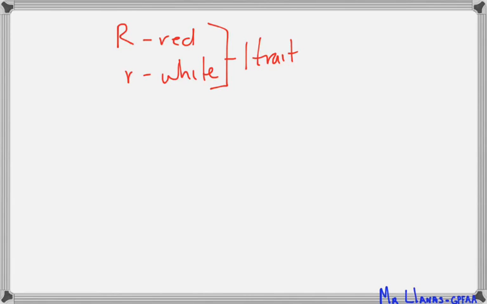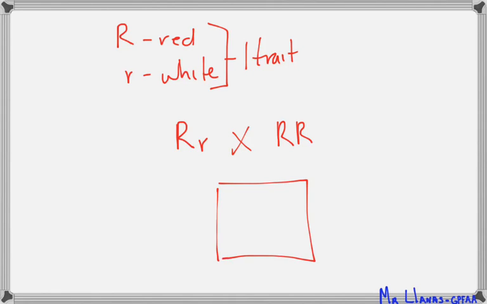Let's say that parent 1 is a big R, little r, which is a heterozygous red, and we're going to cross that with parent number 2, which is homozygous dominant red, so two big R's. We know we're looking at one trait. So the way we're going to do this is set up our Punnett square, and we know we're using this type of square because it's one trait. Let me move this real quick. We'll put it over here.